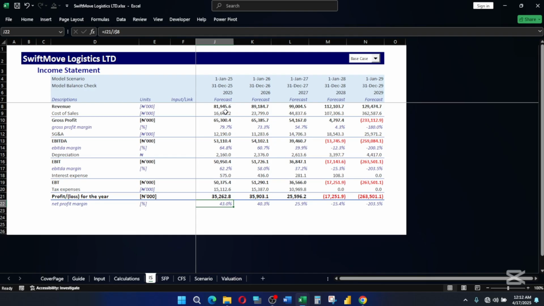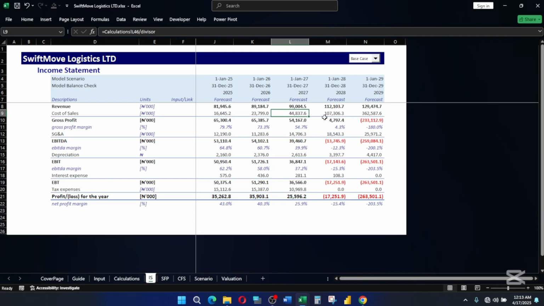Now if you look at this, this is our revenue in the first year, this is the second year, this is the third year. Now look at our gross revenue in the first year. Even though we made higher sales in this period, look at our gross profit.